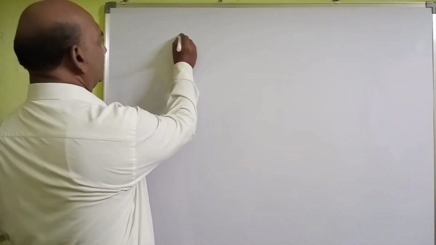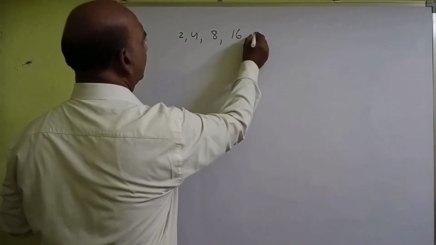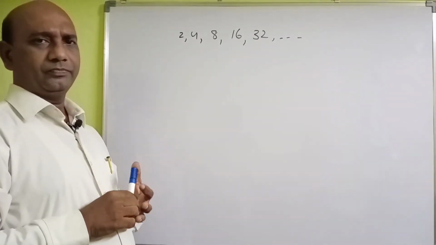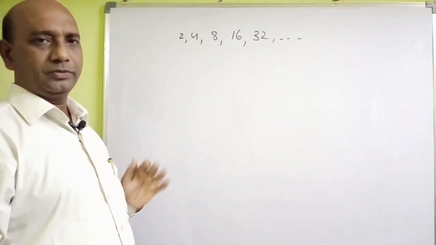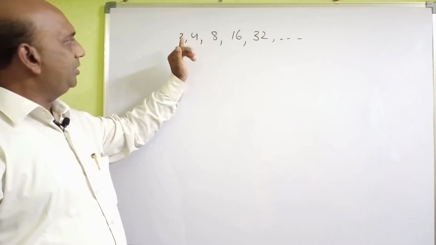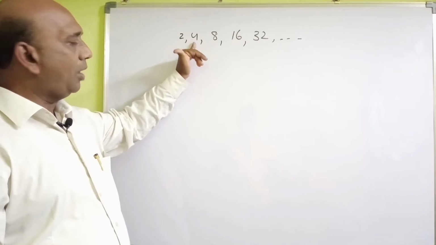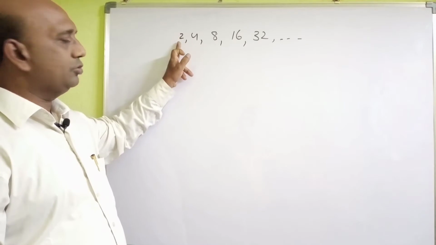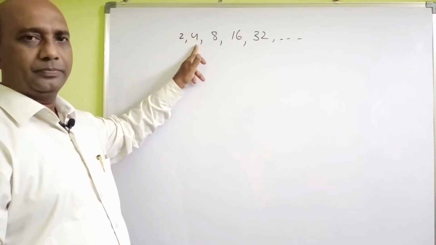That is 2, 4, 8, 16, 32 and so on. The statement starts with 'except the first term'. Here, what is the first term? 2 is the first term. So except this first term, all the remaining terms, that means if you take the second term, 4, this is formed by multiplying 2 to its previous term. Its previous term is 2, multiplied by 2 to get the second term.